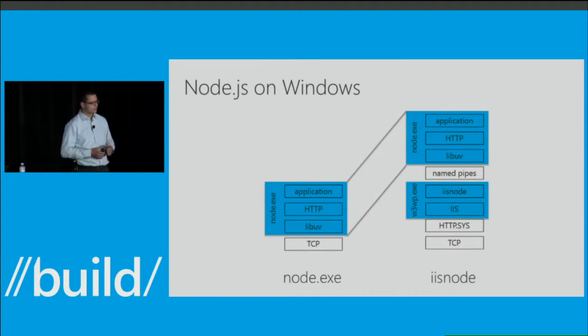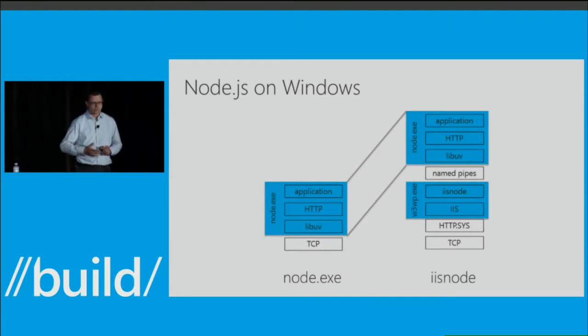That worker process runs IIS Node, which is a native extension of Internet Information Services that understands how to interface with the Node runtime. IIS Node is capable of spawning node.exe processes and hands over that request for processing to the application. And from that point on, processing of that HTTP request is identical to processing of the HTTP request in the self-hosted case.